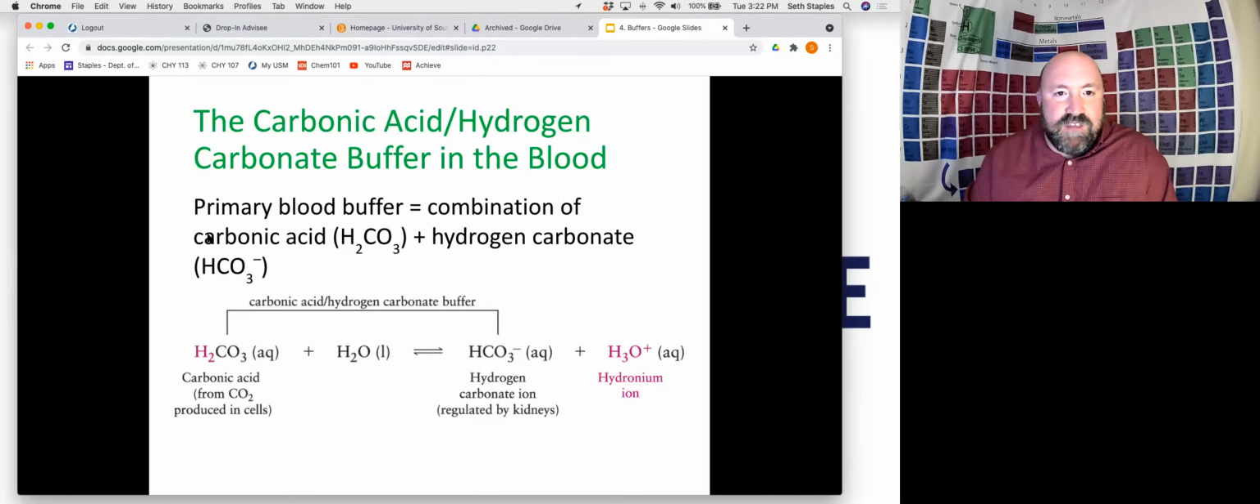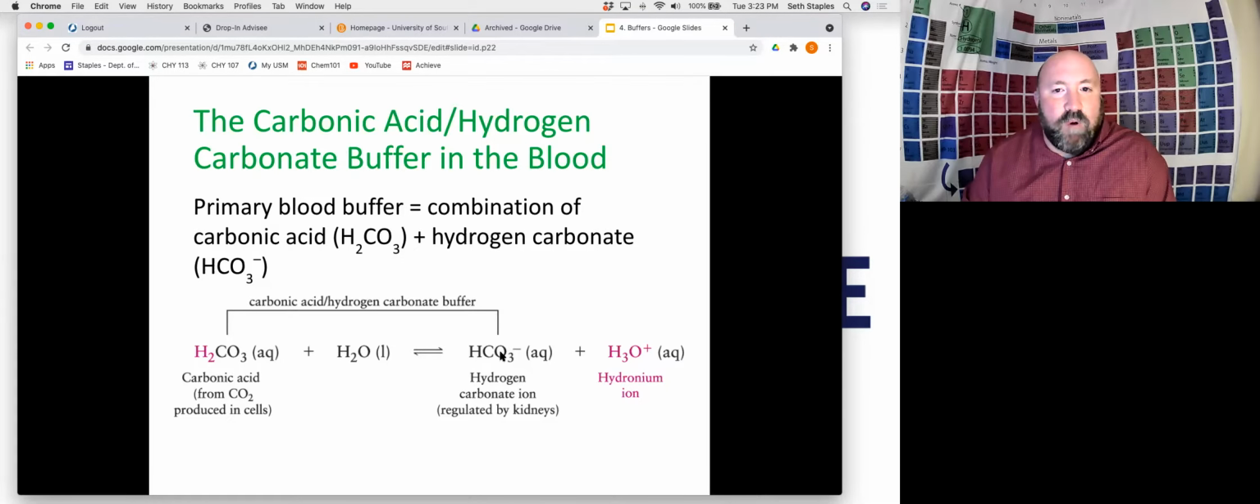And so we can see another example here, or just a more in-depth look at our blood buffer. Carbonic acid and the hydrogen carbonate ion. So here's our buffer system right here. This blood buffer contains carbonic acid, which actually ends up being produced when CO2 in our cells reacts with water to form some of this carbonic acid for us, and some of this hydrogen carbonate ion, the level of which is usually regulated by the kidneys.